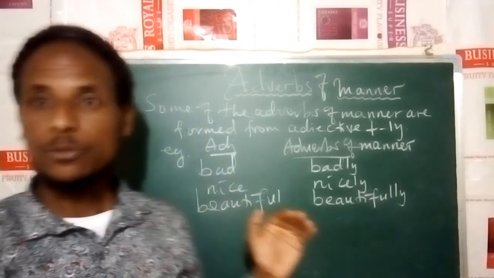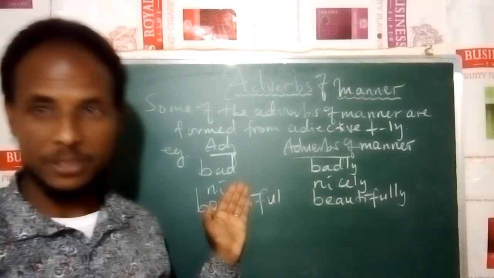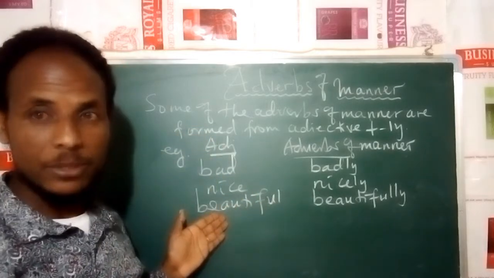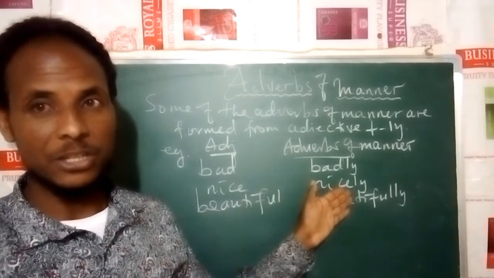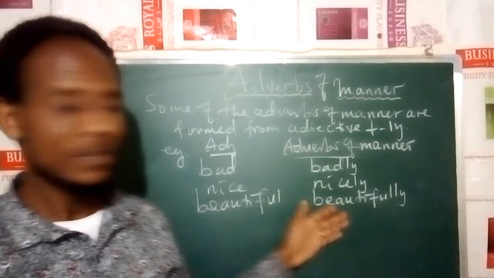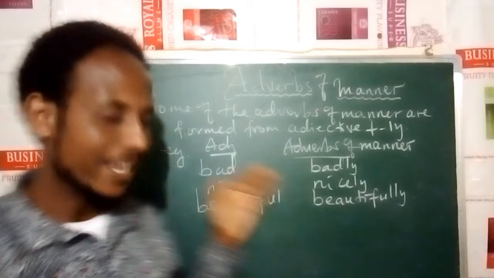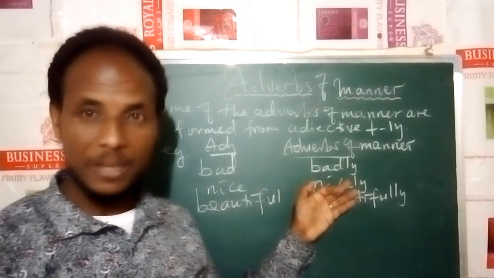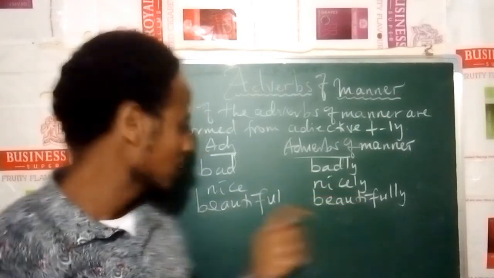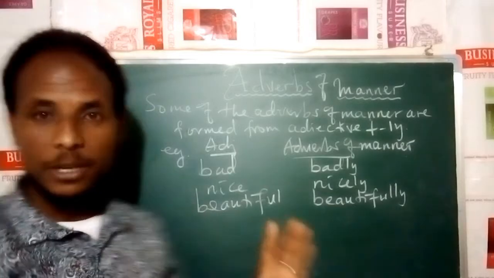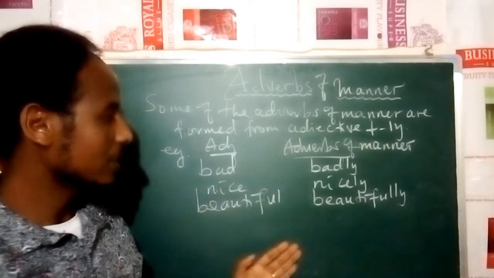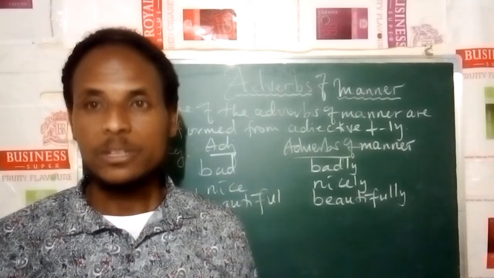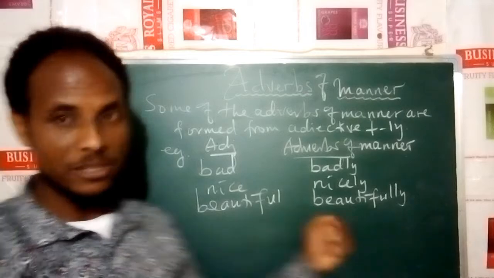Okay, have a look. Some adverbs of manner are formed from the adjective by adding the suffix ly. Here are adjectives and the suffix ly from the adjectives. It is called adverbs of manner. We're going to form adverbs of manner by adding the suffix ly to the adjective. Here is an example. Bad, badly. Nice, nicely. Beautiful, beautifully. But not every word that takes the suffix ly is an adverb of manner, because we can only form adverbs of manner from the adjective by adding the suffix ly.